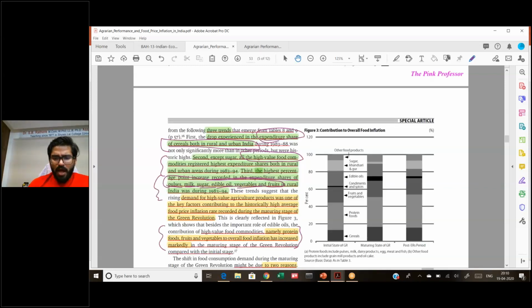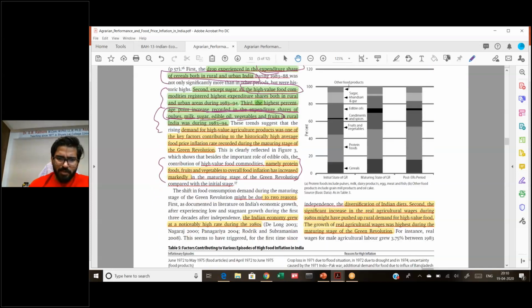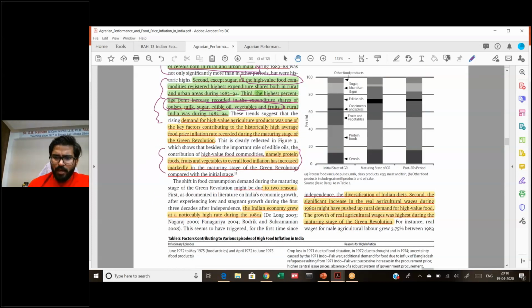And why has this shift happened? This shift has been because the diets have changed in the country. And why have the diets changed?